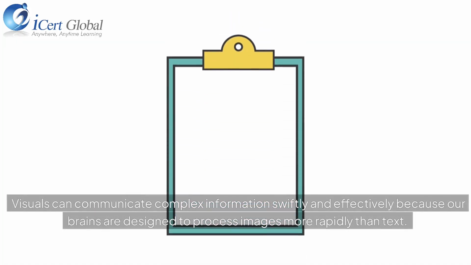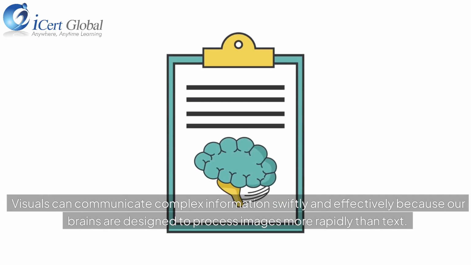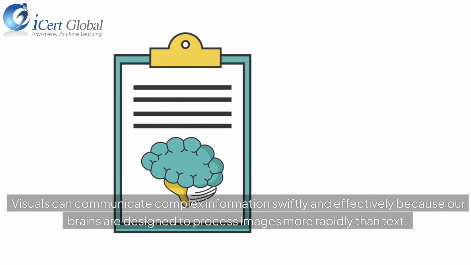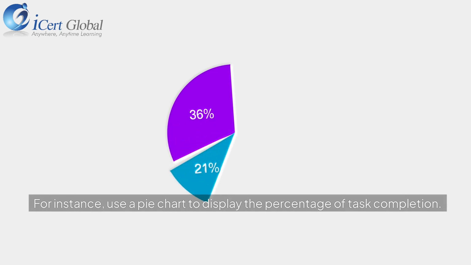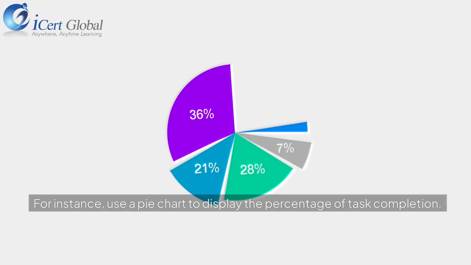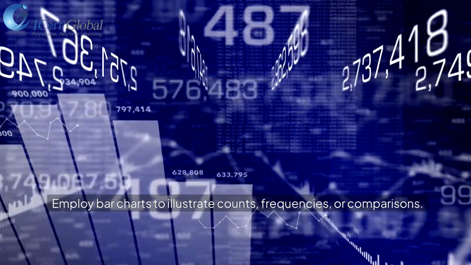Data visualization for project management. Visuals can communicate complex information swiftly and effectively because our brains are designed to process images more rapidly than text. Leverage this when managing projects by presenting your data visually. For instance, use a pie chart to display the percentage of task completion. Employ bar charts to illustrate counts, frequencies, or comparisons.